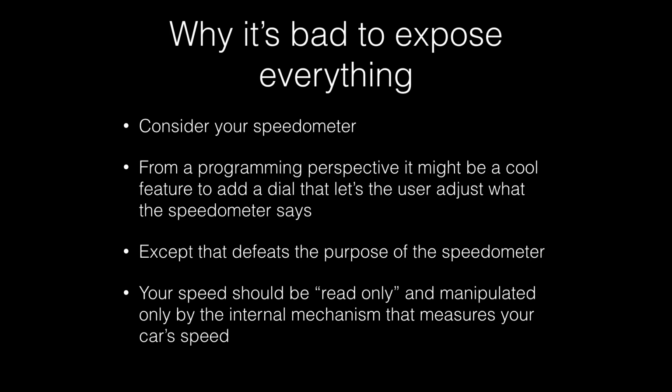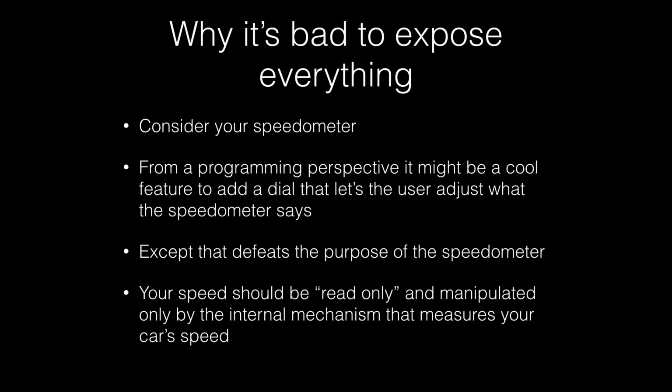That'd be great if you got pulled over, right? The cop says, how fast were you going? Well, you just click your little dial before he comes over and say, oh, I was totally going 25 miles an hour. And it says so right here on my speedometer. That's a bad thing if you think about it, right? Because now your car is not giving you accurate information.